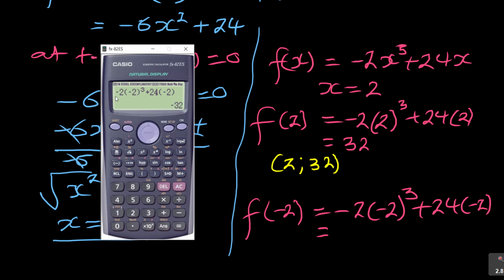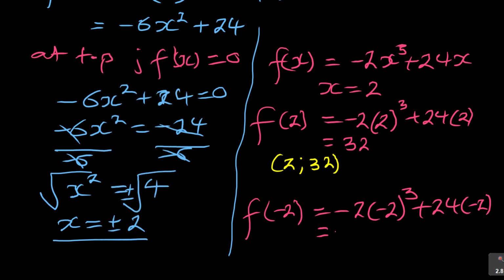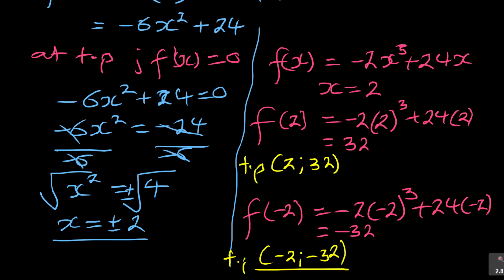Then it gives us what? This one, when I'm doing this, it is giving me actually a negative 32. Let me just be careful there. Let me change that negative to a positive just to also see that it's still the same. 32 is okay. This one gave me a negative 32. Again, the coordinates are minus 2, minus 32. So these are turning points.